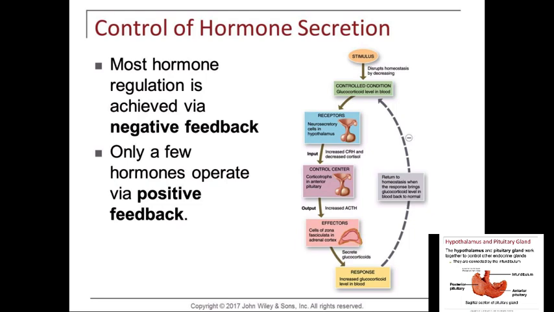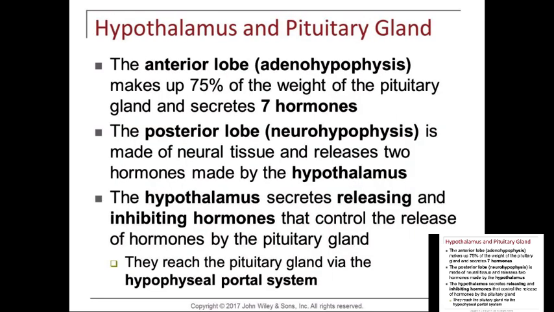Remember, the anterior pituitary is the adenohypophysis, and the posterior pituitary is the neurohypophysis. This gland sits in the bone in the cranium called the hypophyseal fossa, which is part of the sella turcica. The anterior lobe is going to secrete 7 hormones. It makes up 75% of the weight of the pituitary gland.